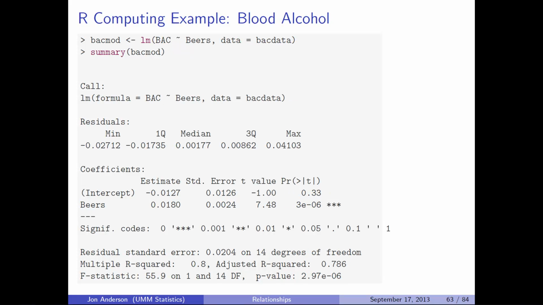From the blood alcohol example, the size of a typical residual is right here, 0.02, and the R squared is roughly about 0.8, or 80% of the variation in blood alcohol content can be explained by the number of beers consumed.